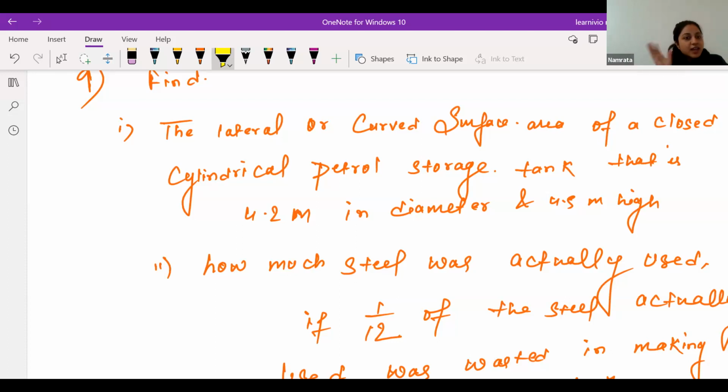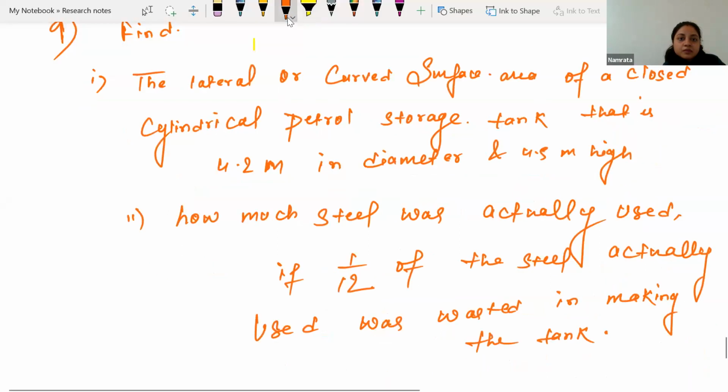So this basic question I have taken to explain to you. The first part is very simple, I am leaving this for you. We are going to discuss the second part together. The first part you are just going to find 2 pi r h, and you will be done. R you know, H you know. Diameter is given, so radius you can easily find. Height is given, everything is given.